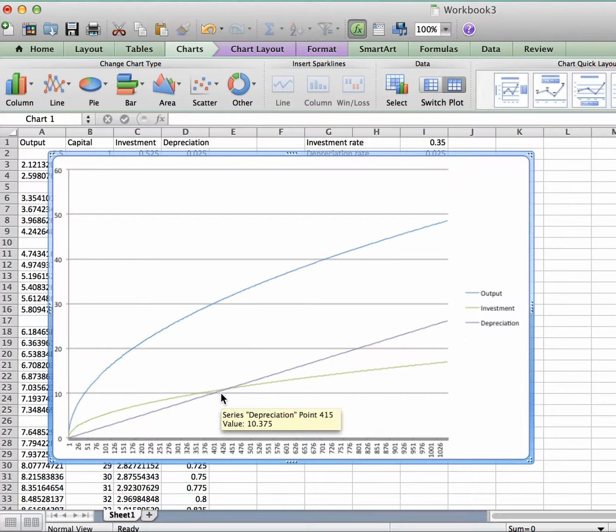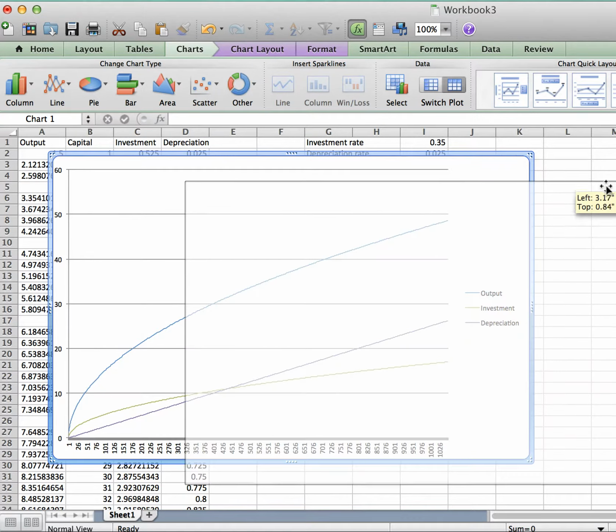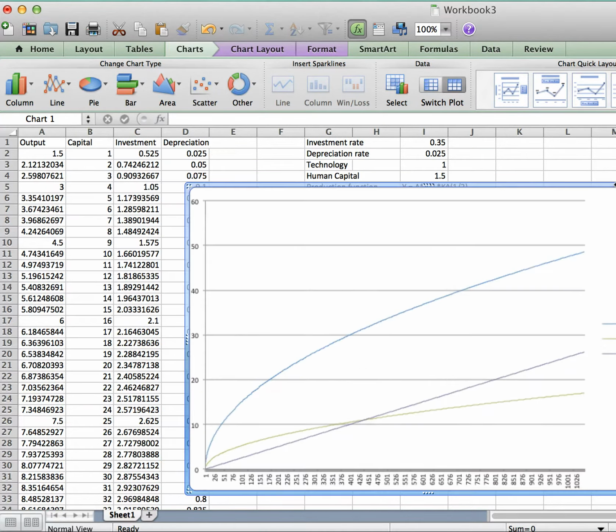And the depreciation and investment are now down closer to 10 instead of 19.6. That's just by cutting the level of human capital from 2 to 1.5. You can see how that might change further.